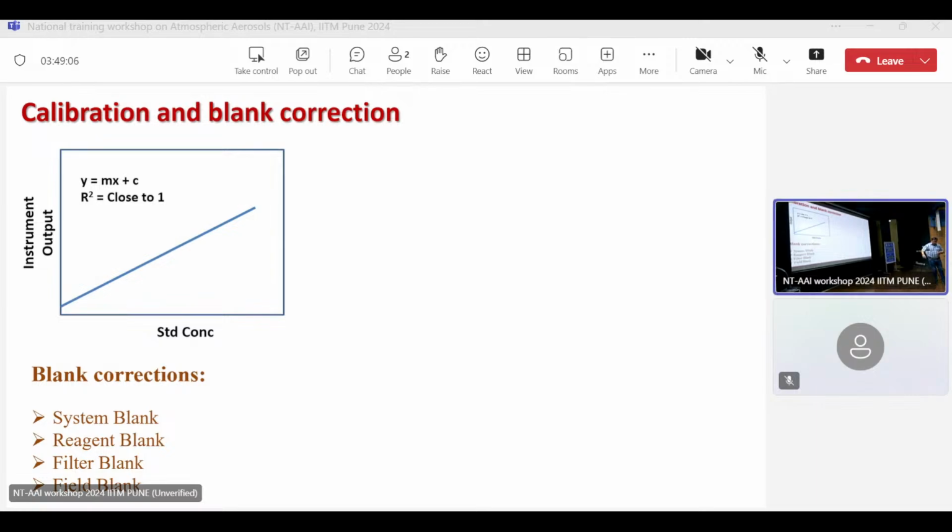And then last is the field blank. What is a field blank?